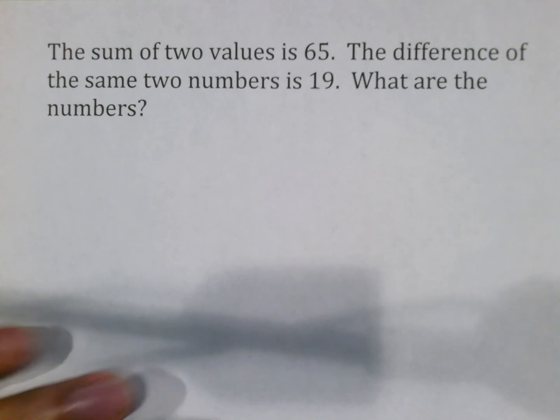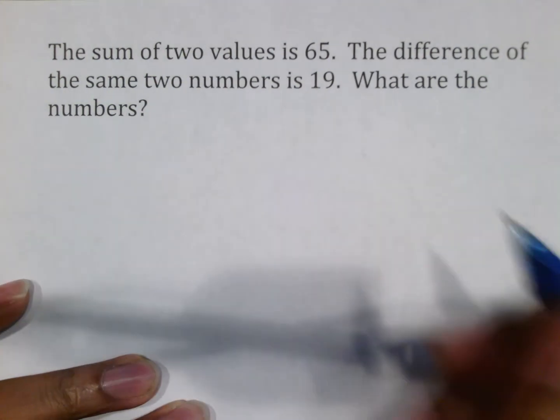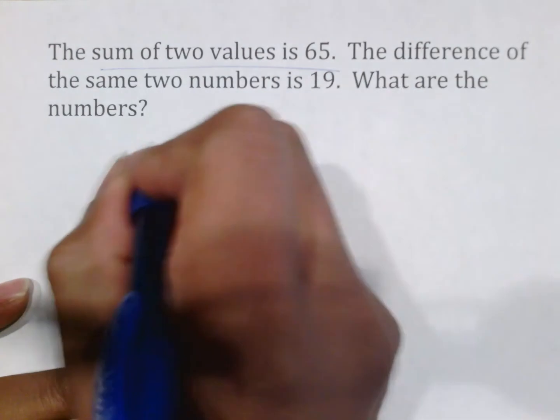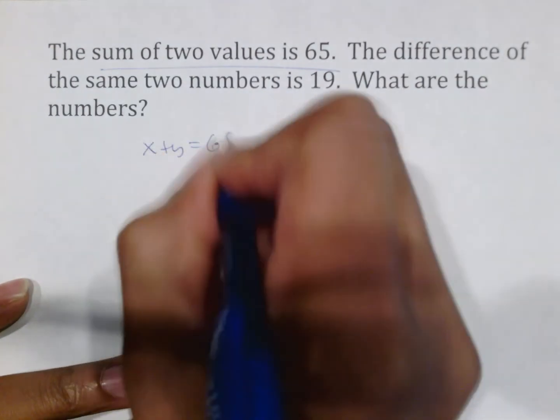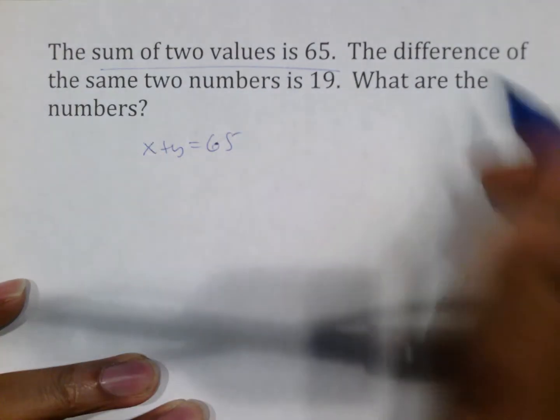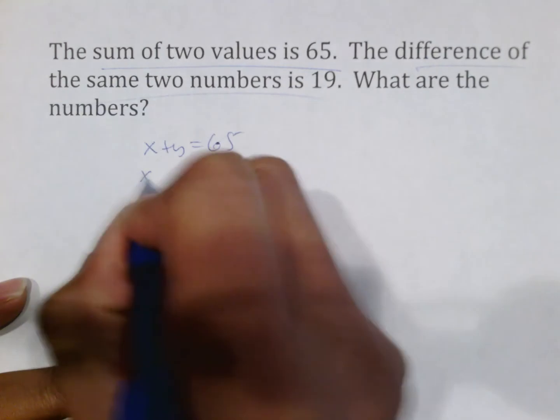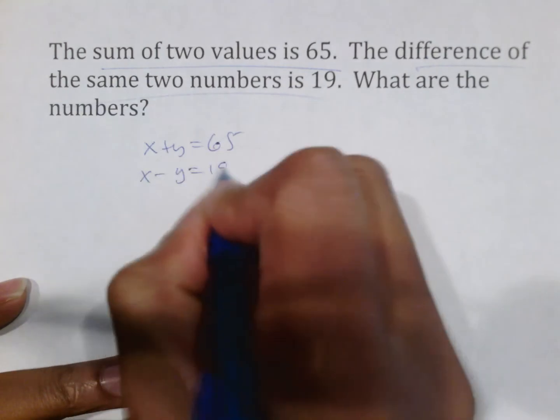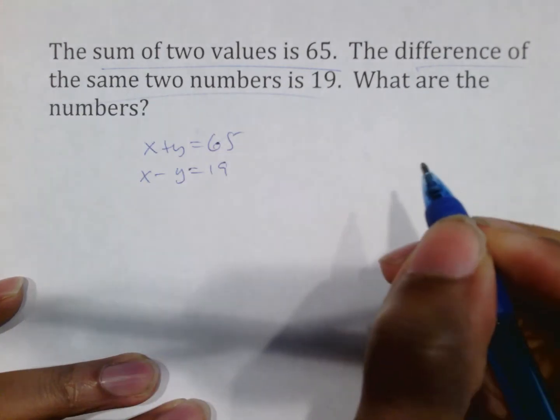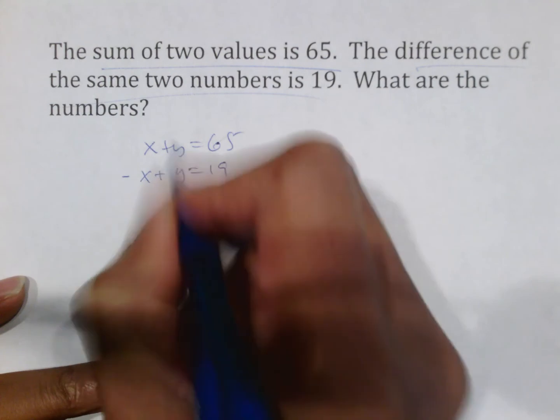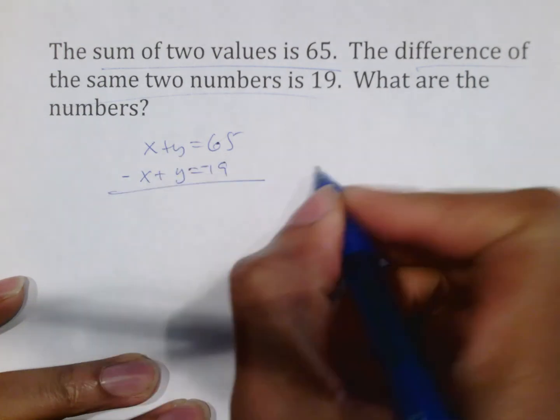The difference of the same two numbers is 19. What are the numbers? So again, the sum of the values is 65, so x plus y equals 65. The difference of the same two numbers is 19, so x minus y equals 19. Again, I'm going to go ahead and stay consistent. You could eliminate the y's if you want, but I'm going to go ahead and switch all the signs.